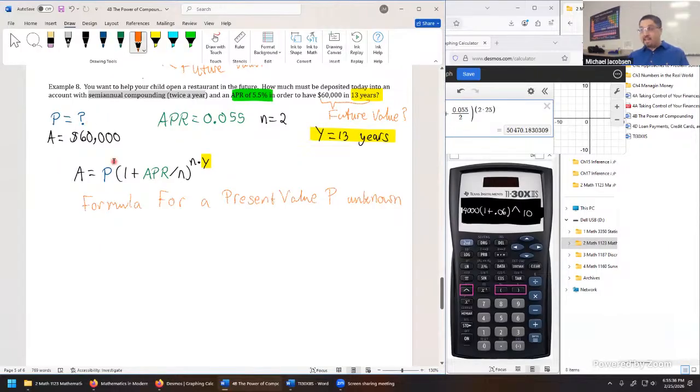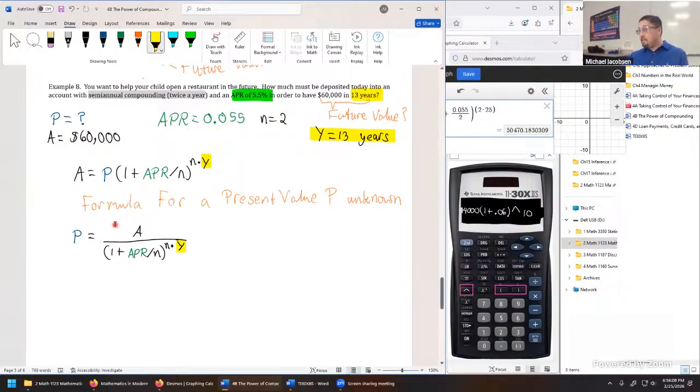And the formula is not too bad. If P is the unknown, you divide by this whole entire thing. So here's the next formula: P equals amount A divided by 1 plus APR divided by n, raised to the power n times y. So that's our brand new formula.